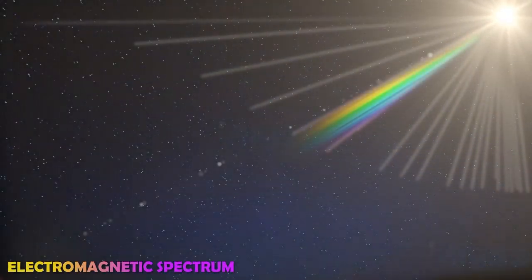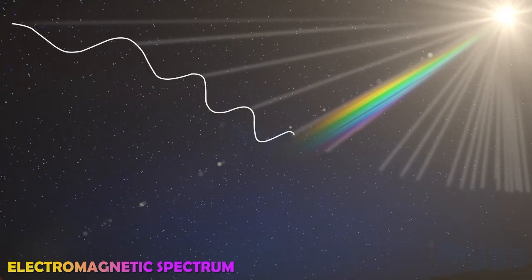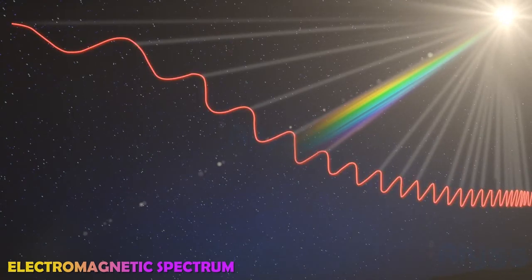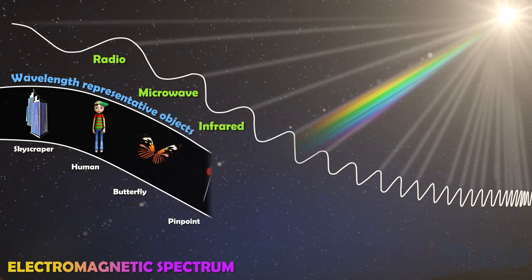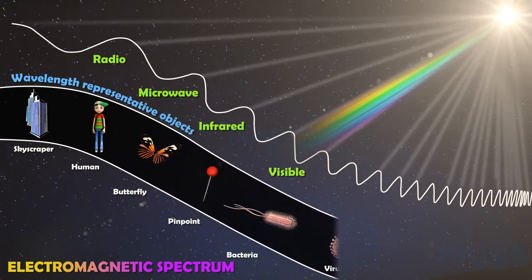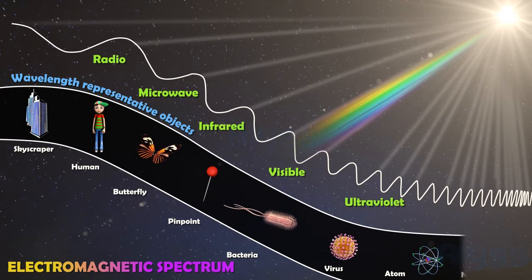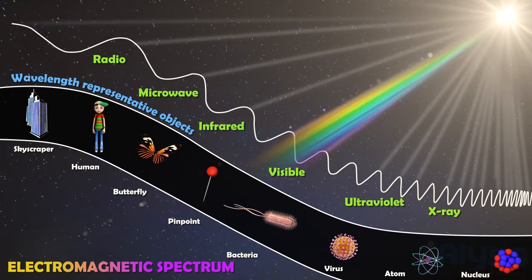Rays that come from the sun are a combination of several waves, and scientifically it is known as the electromagnetic spectrum. This electromagnetic spectrum is a combination of several waves, like radio wave, microwave, infrared, visible light, ultraviolet light, X-rays, and gamma rays.